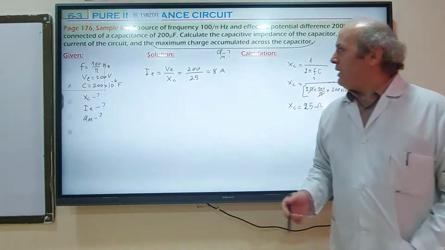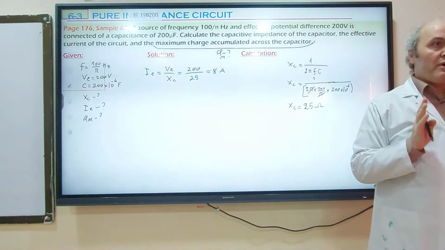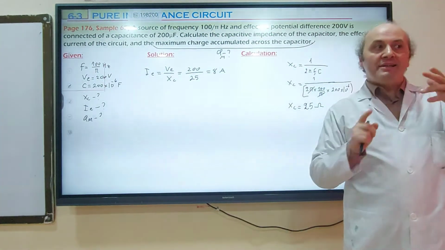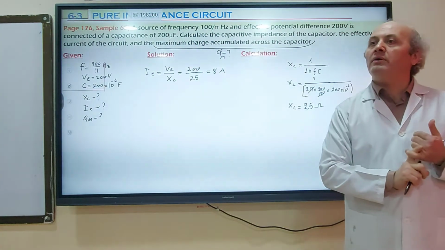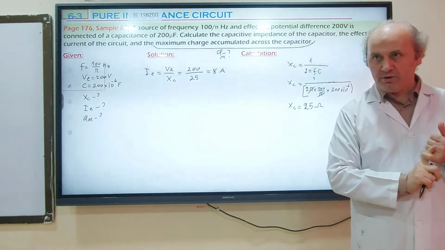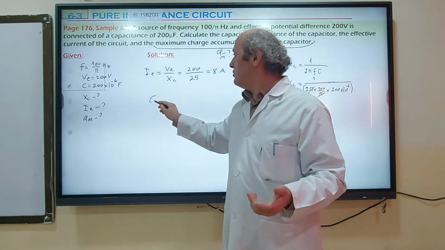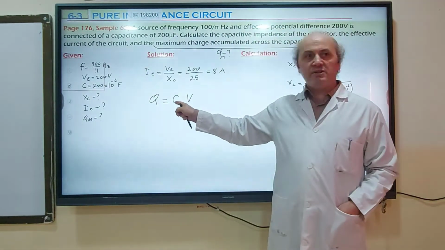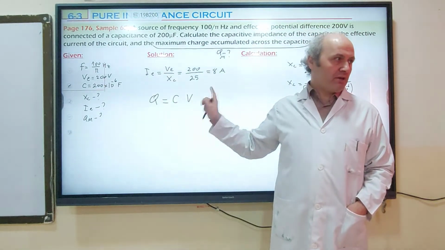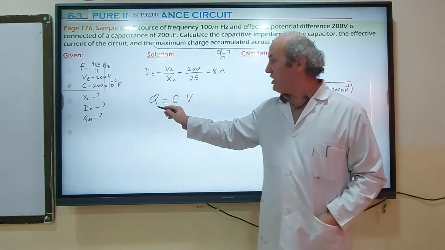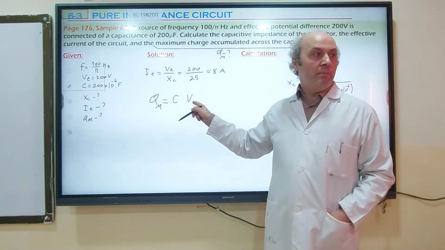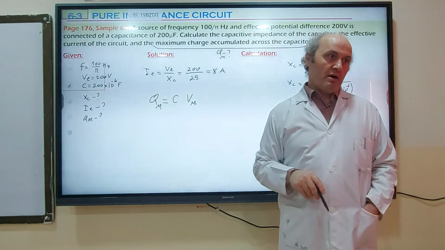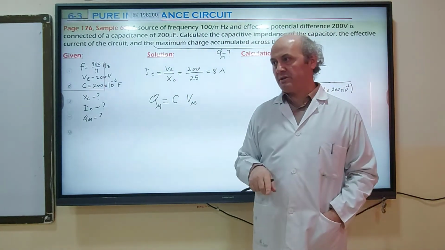And next one, maximum charge. Now we know capacitors store electric charge. We know that. And there's an equation for calculating the charge stored in a capacitor. This equation: Q is equal to C times V, meaning the capacitance of the capacitor and also the potential difference across the capacitor. Because maximum charge is the question, I had to use the maximum potential difference. Capacitance is given, but the maximum potential difference must be calculated.